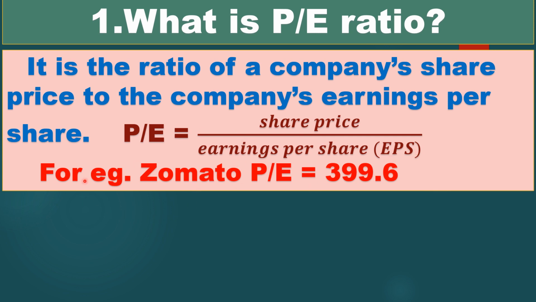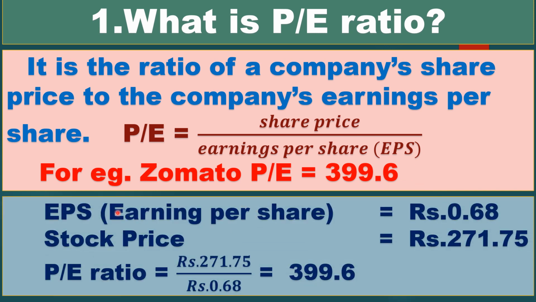Okay, let us see with an example. For example, Zomato, its PE ratio is this much. How it is obtained, we'll see now. This is the earnings per share for Zomato as given in their report. This is a very small quantity. What is the share price? Rupees 271.75. Let us substitute in the formula to get the PE ratio. This is the PE ratio.